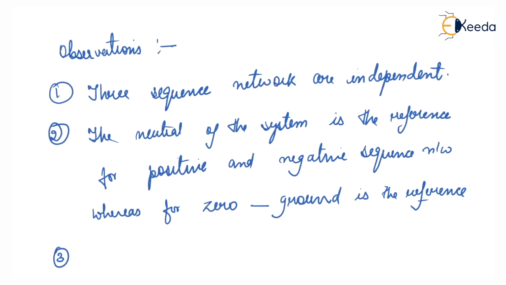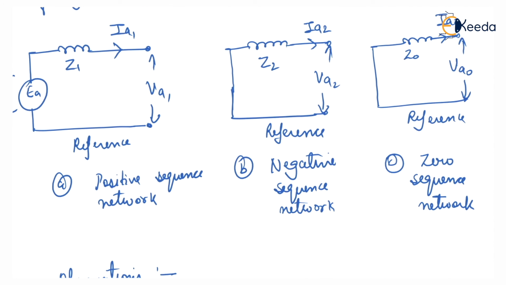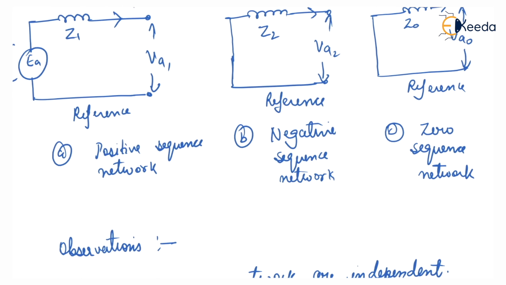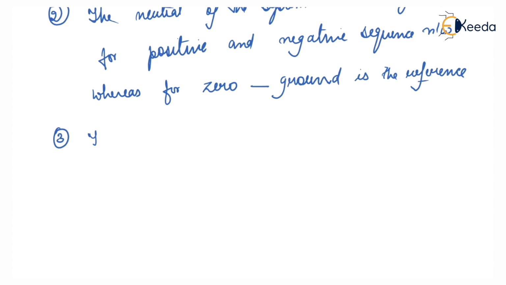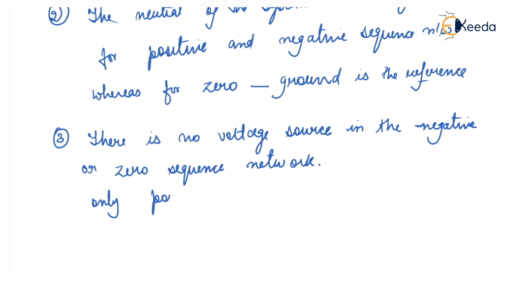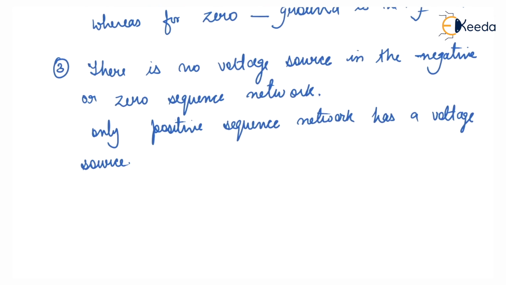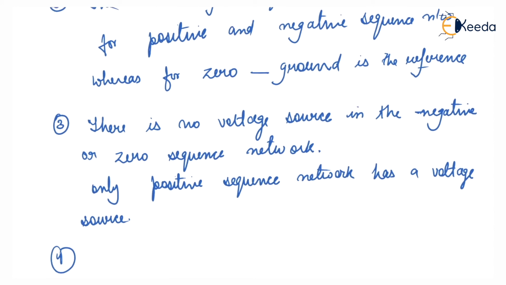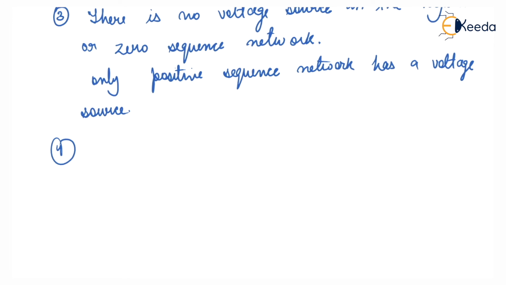Next observation, there is no voltage source in the negative and zero sequence networks. Only the positive sequence network has a voltage source.